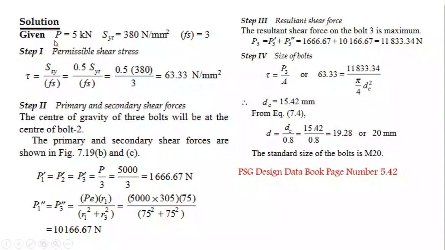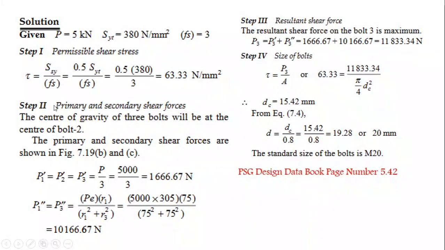Given data, P equal to 5 kilonewton, yield strength equal to 380 Newton per millimeter square, and factor of safety equal to 3. Step 1. Find the permissible shear stress. Permissible shear stress, tau, equal to shear strength divided by factor of safety. Here shear strength equals 0.5 yield strength. Then apply this equation and we can find the tau value. Permissible shear stress value is 63.33 Newton per millimeter square.